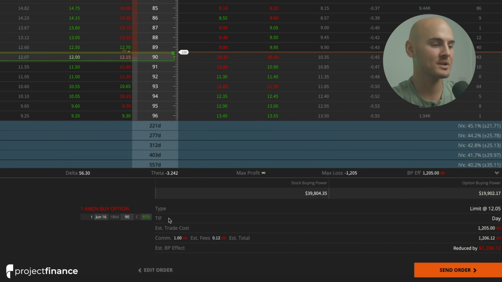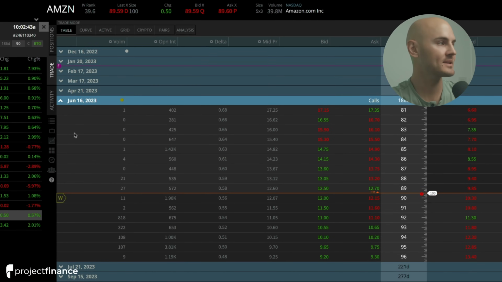The time in force is day, which means that if I enter this order and the trading day ends, then this order will be canceled. The estimated trade cost is $1,205, which is basically the maximum loss potential of this trade. Then if we add the commissions in and the small fees, we get a total trade cost of $1,206.12. So I need $1,206.12 of available cash to purchase this call option. So I'm going to hit send order and see what happens.